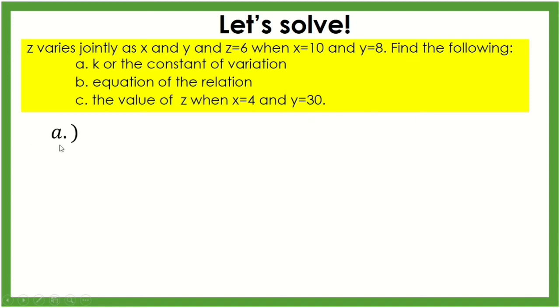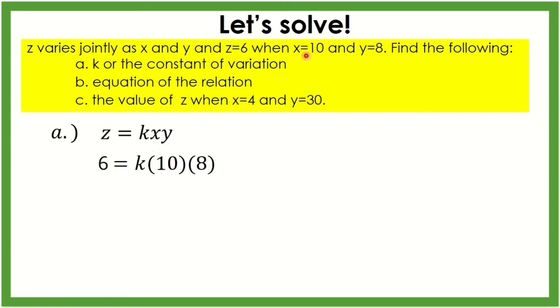To find k or the constant of variation, translate muna natin yung equation na z varies jointly as x and y into equation. So this is equal to z equals k times x times y. Then substitute natin yung values ng z, x, and y dito sa ating equation. Z is equal to 6, so we have 6 equals K, copy natin yung K since ito yung ating hinahanap.